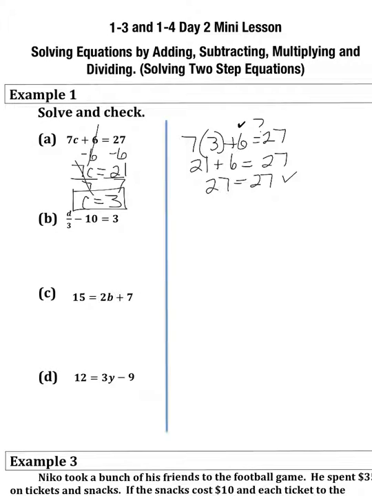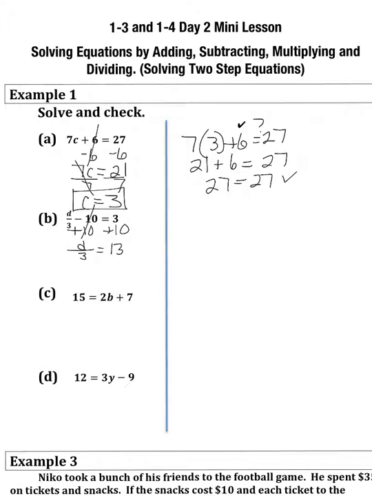In letter B, we have d over 3 minus 10 equals 3. Now, if you recall from the previous example, we want to get rid of whatever's not attached to our variable. So in this case, that's going to be the minus 10. So the inverse operation, again, of subtraction is addition. So this time we will add 10 to both sides of the equation. That will cancel the minus 10 on the left and leave us with d over 3 is equal to 13.